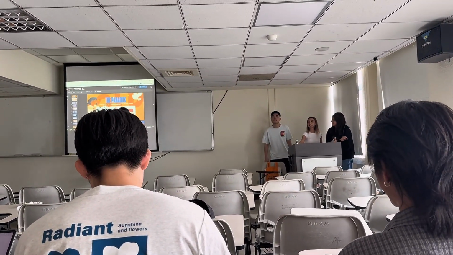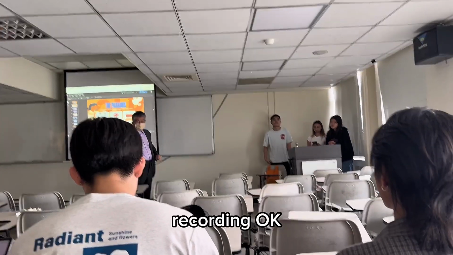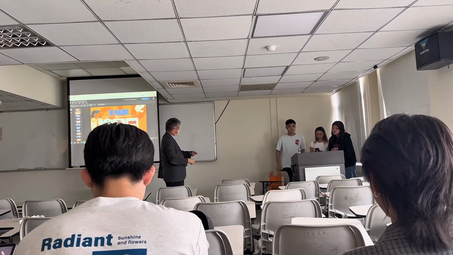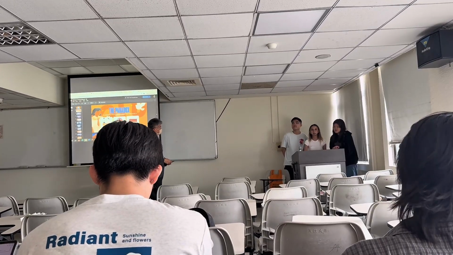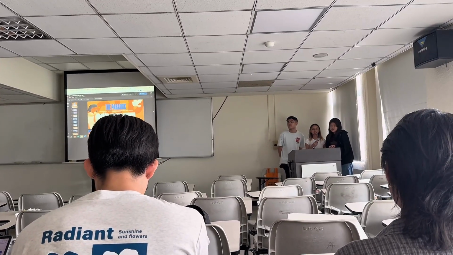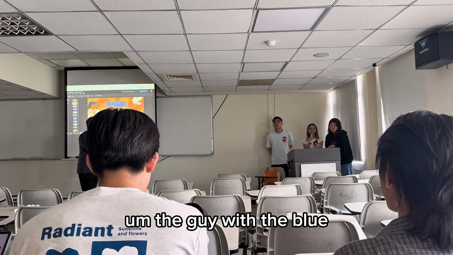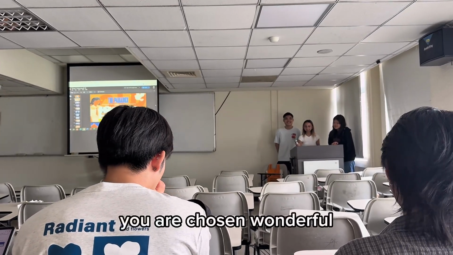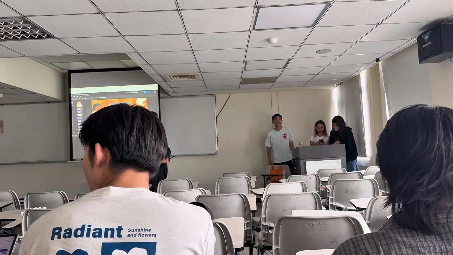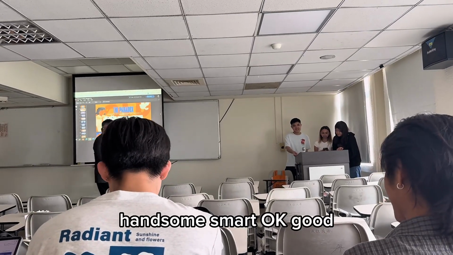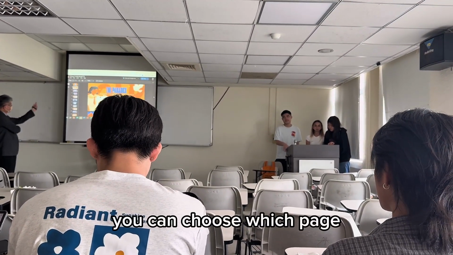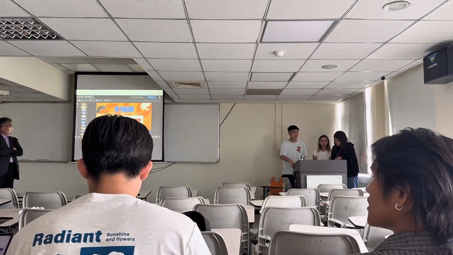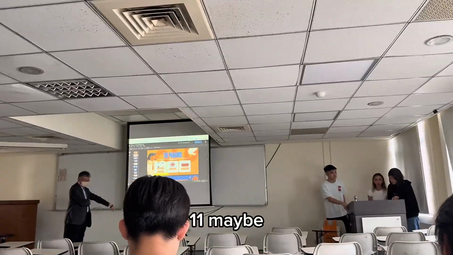Okay, good. Okay, record it. Now you can choose the second one. The guy with the blue stripe. Blue, oh, you are chosen. Wonderful. Handsome, smart. Okay, good. You can choose which page. Number 1 to 11, maybe.